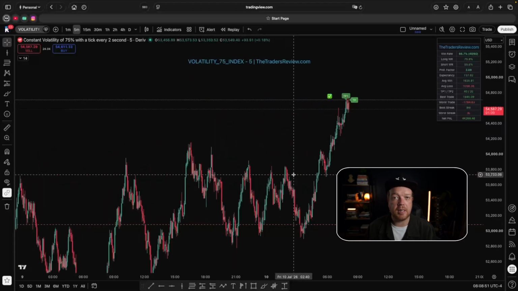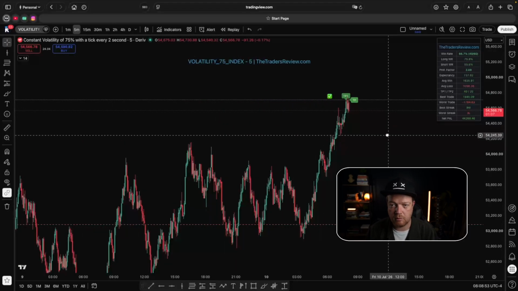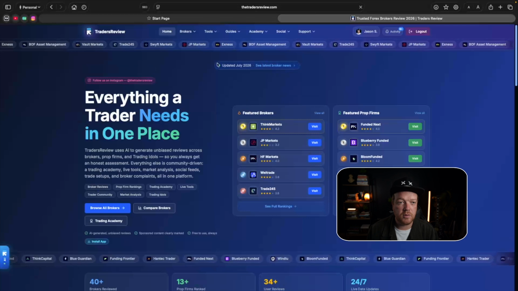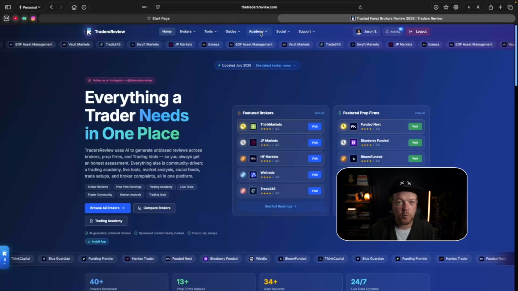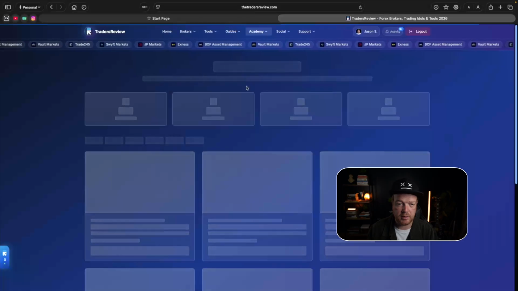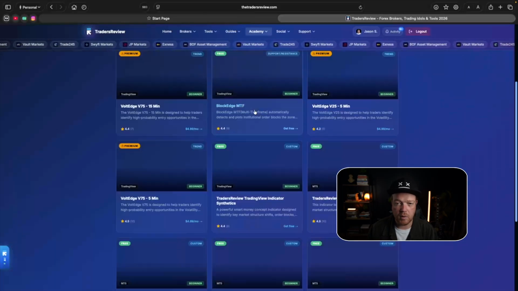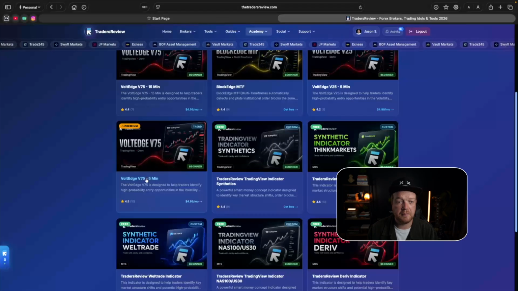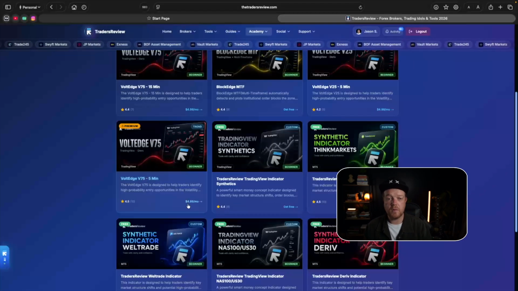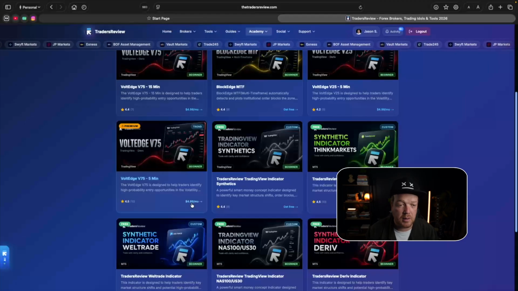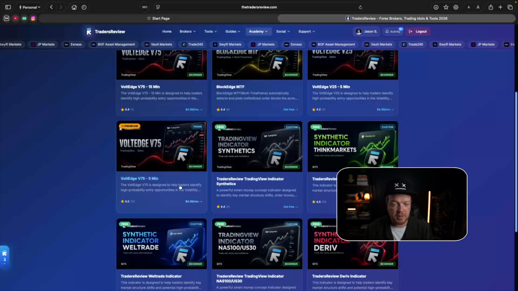So how do we get this indicator? All right, so what we want to do, we want to go to the tradersreview.com. As soon as we are in tradersreview.com, we want to go to Academy, we want to go to trading indicators, and then we want to go for the VoltEdge 75 5 minutes. It's $4.99 per month, so it's basically $5 a month. So it's a subscription base.